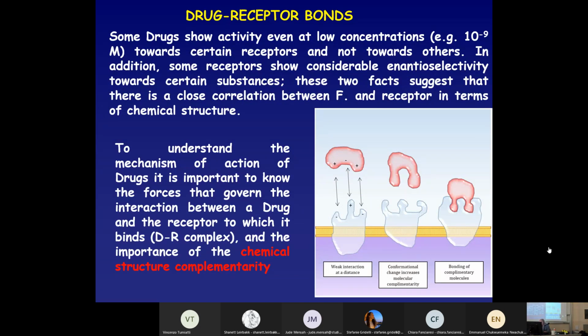So, dear students, we start again. We have seen the different drug targets. We have seen how these targets are formed, are organized, where they are. And now we discuss the interaction, the forces involved in the drug receptor interactions.